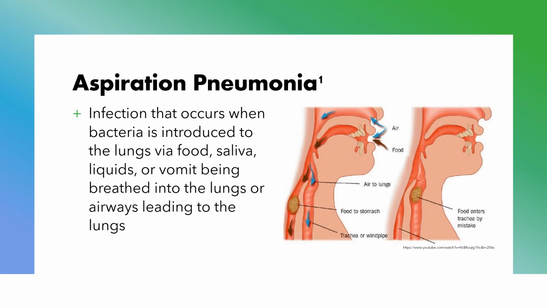Aspiration pneumonia is an infection that occurs when bacteria is introduced to the lungs via food, saliva, liquids, or vomit being breathed into the lungs or airways leading into the lungs, instead of being swallowed into the esophagus and stomach. Pneumonitis, which is a non-infectious acute lung injury, frequently occurs when patients aspirate gastric contents. However, symptoms generally subside within the first couple of days with only supportive treatment and no antibiotic use. The inflammatory conditions that occur after aspiration can lead to favorable conditions that allow for bacteria to grow.